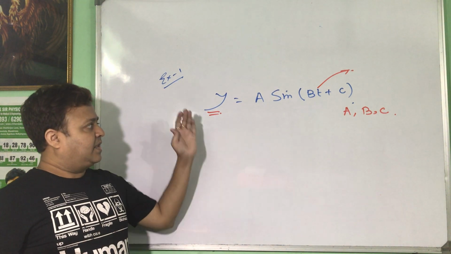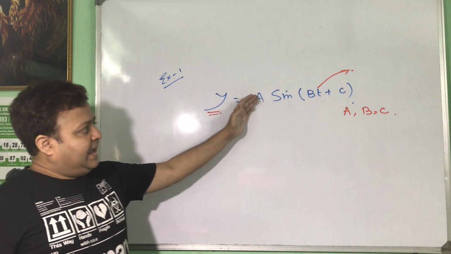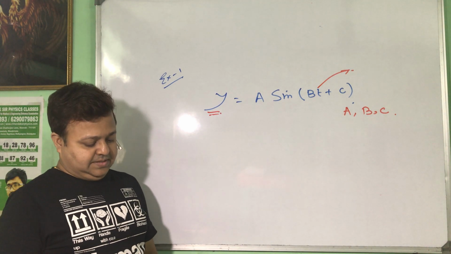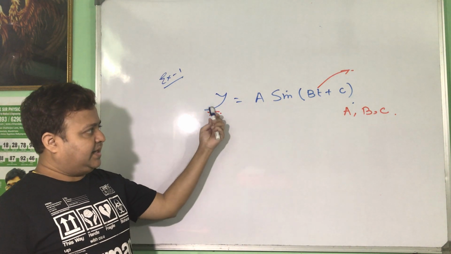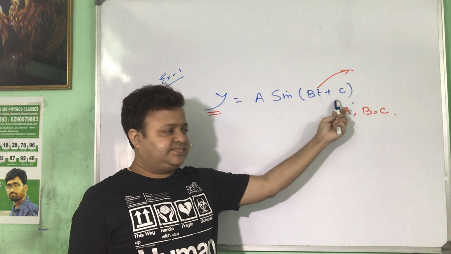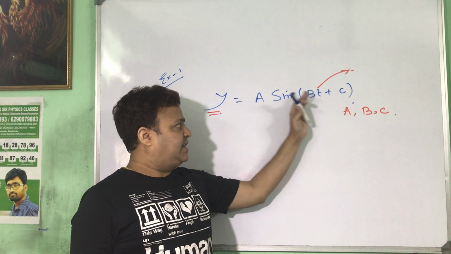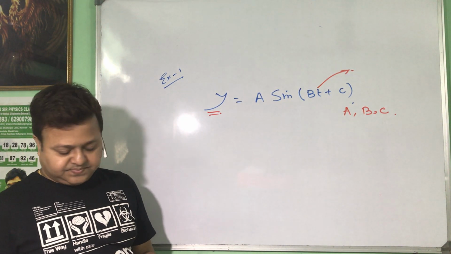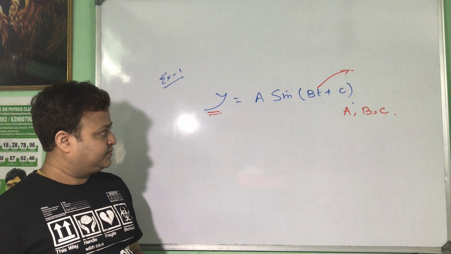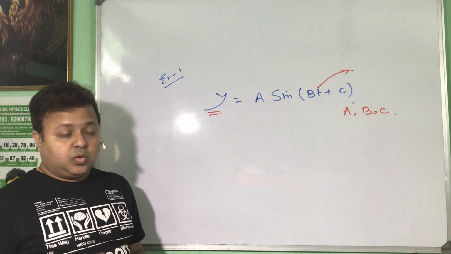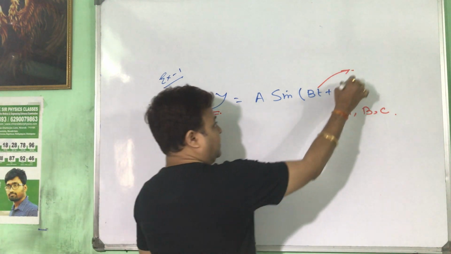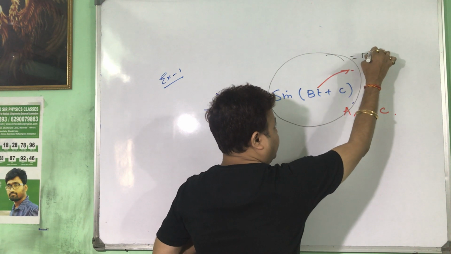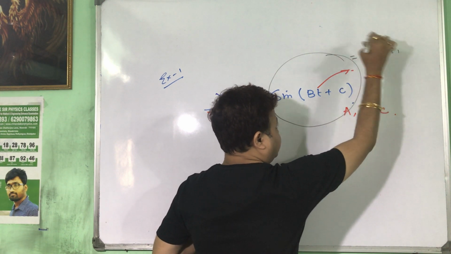I can repeat the question. y equal to a sin of (bt plus c), where y is the displacement and small t is the time. We have to find the dimension of A, B, C. Okay. Which one is the mathematical term? This one is the mathematical term. So this is a dimensionless quantity, that is M⁰L⁰T⁰, that is 1.